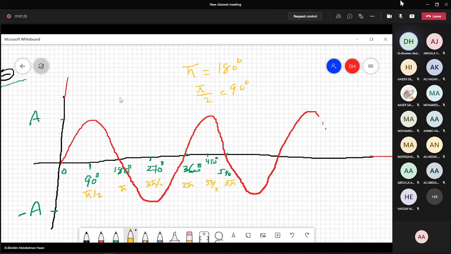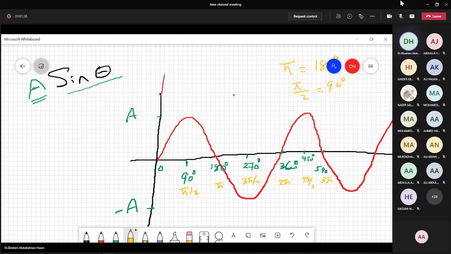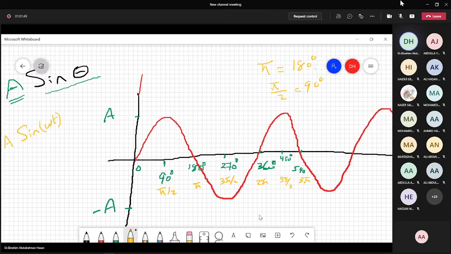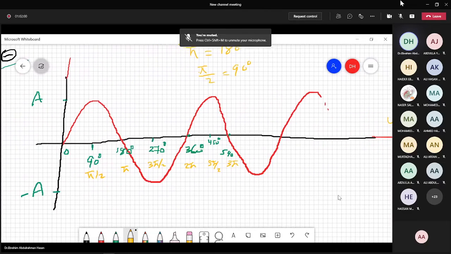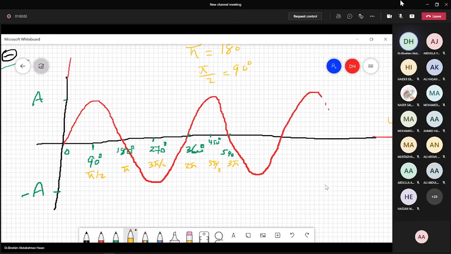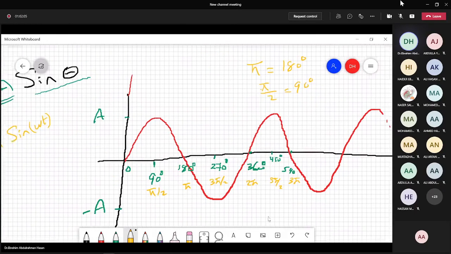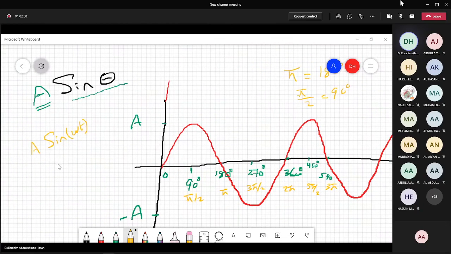Okay, this theta I can write as A sine omega t, so theta equals omega t. Whether you name it theta or draw it with omega t, it's the same meaning. Nothing changes. If I tell you to draw or plot A sine omega t, it is the same as A sine theta.